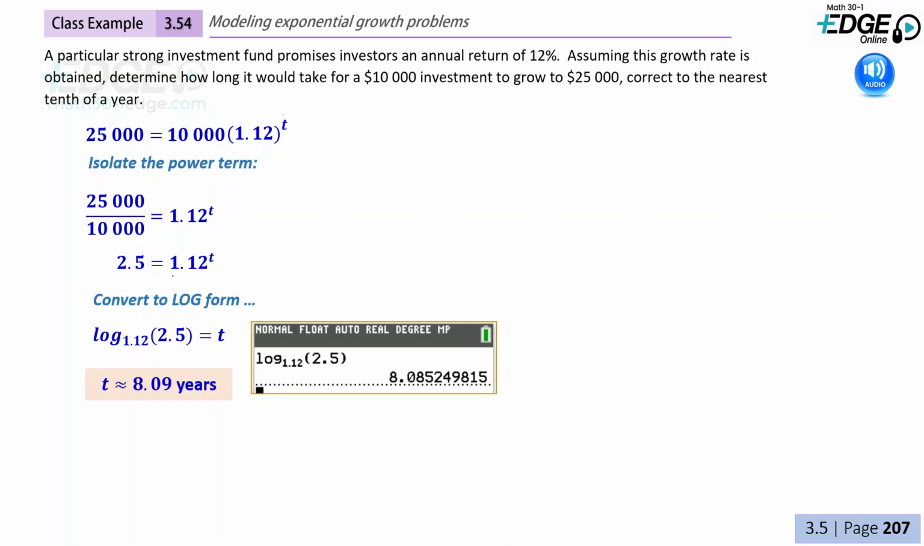So we get 8.085, or approximately 8.09 years. Now again, if you have more of an old school calculator, you would need to use the change of base formula. So that would be log 2.5 over log 1.12.